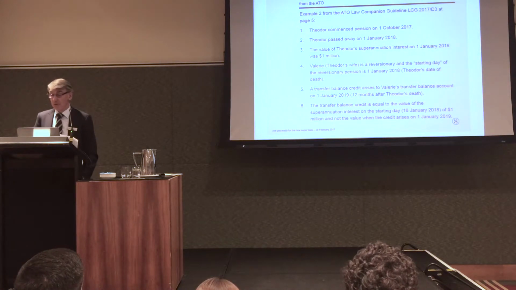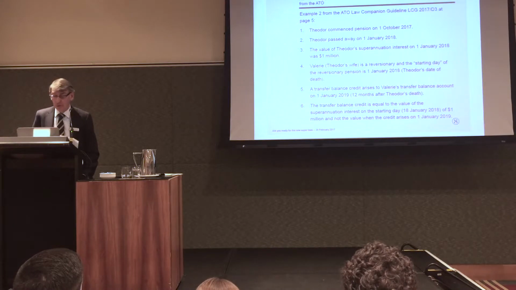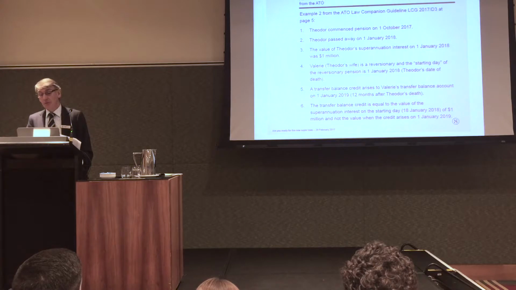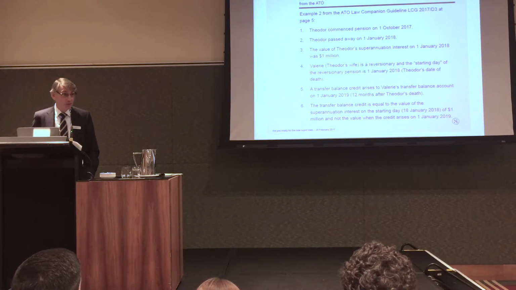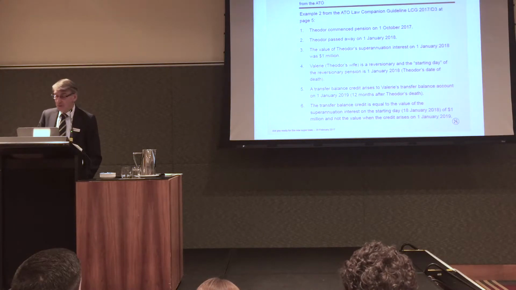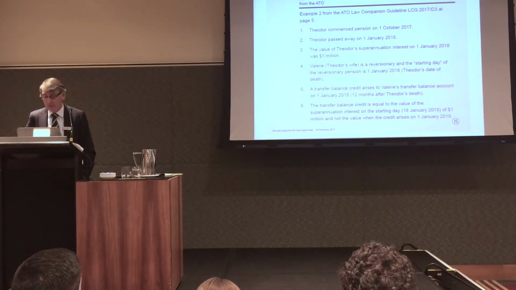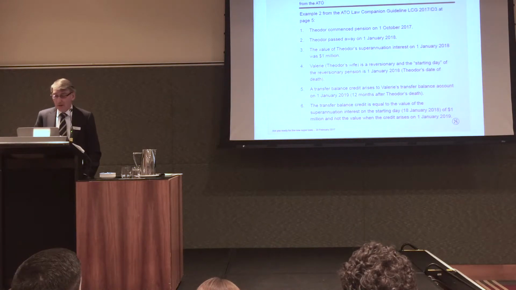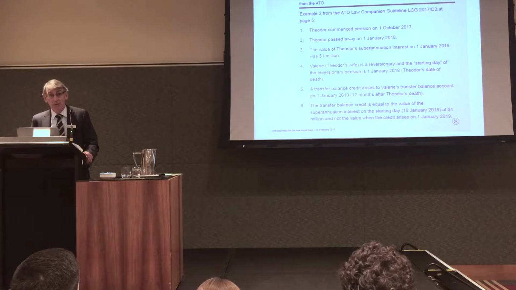So Theodore commenced pension on 1 October 17, Theodore passed away on 1 January 18, the value of Theodore's superannuation interest on 1 January 18 was $1 million. Valerie, Theodore's wife, is a reversionary, and the starting day of the reversionary pension is 1 January 18, Theodore's date of death. A transfer balance credit arises to Valerie's transfer balance account on 1 January 2019, 12 months after Theodore's death.